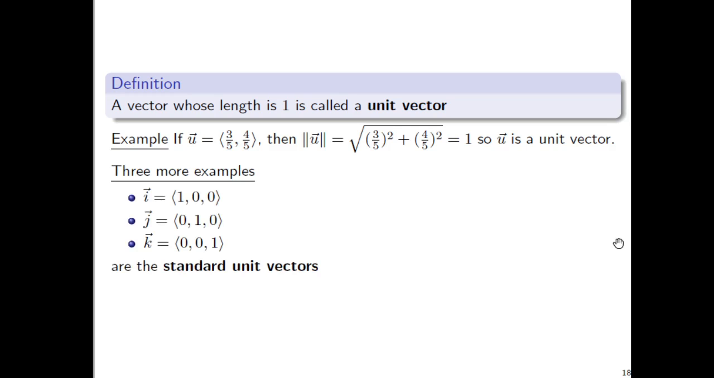Here are a couple more examples of unit vectors. In fact, if you just have, in 3D space, a 1 in one spot and zeros in the other spots, these are called the standard unit vectors, which also go by the names i, j, and k. Be sure to have the arrows above on each of those.